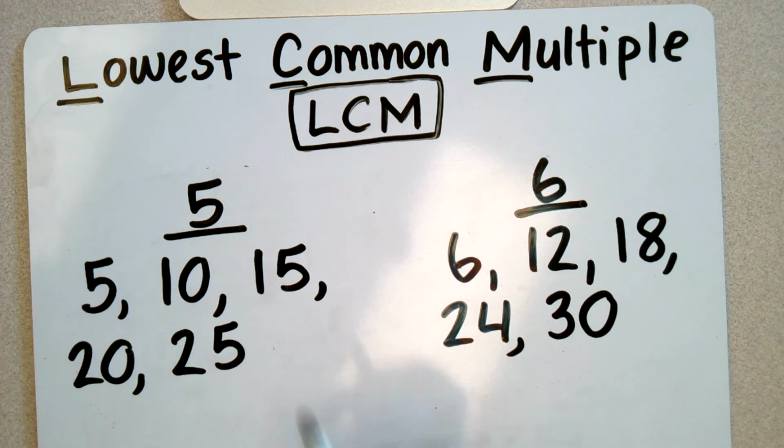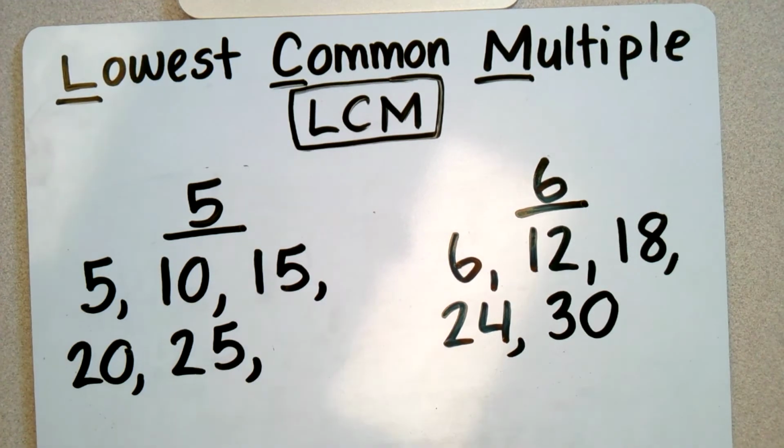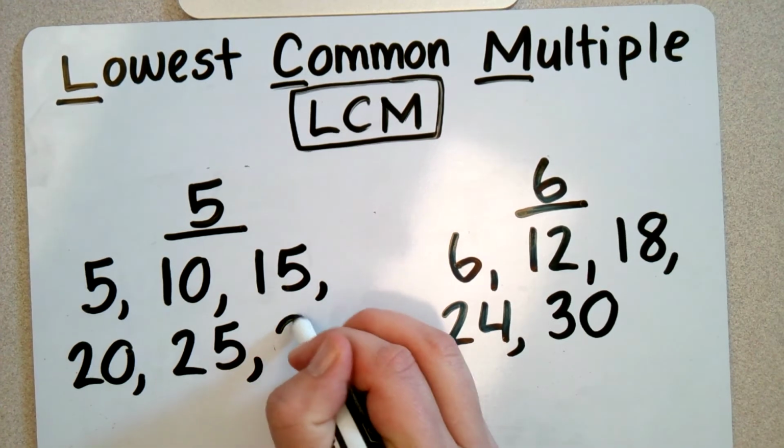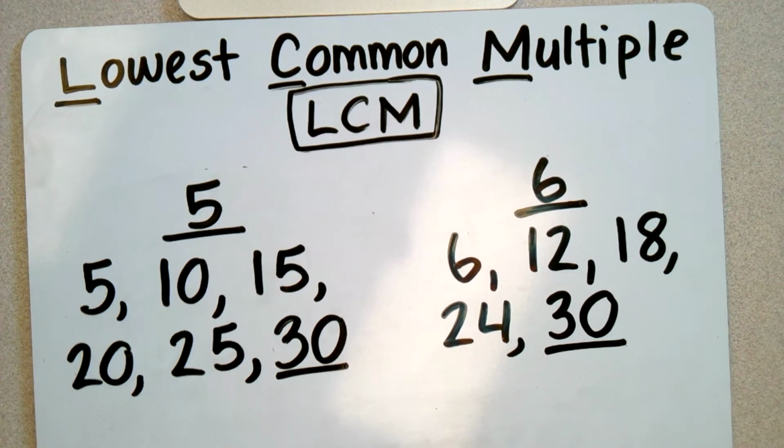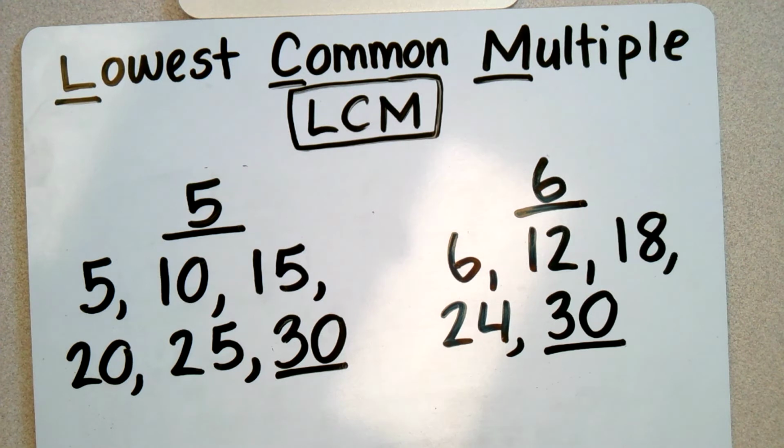There's no numbers that these two have that are the same as far as multiples. So I'm going to keep going. The next multiple after 25 would be 30. And now I noticed that I have a number in common on both sides. So 30 is a multiple that 5 and 6 have in common.